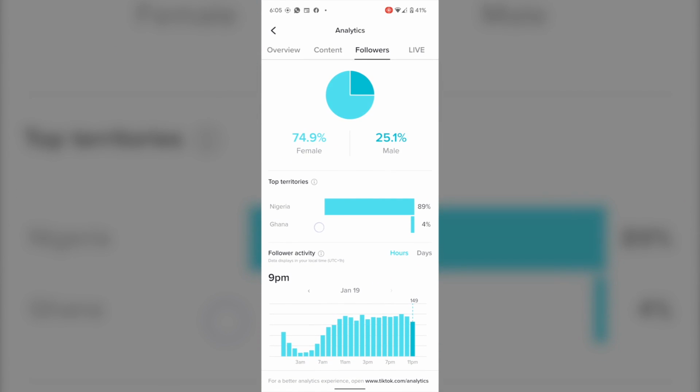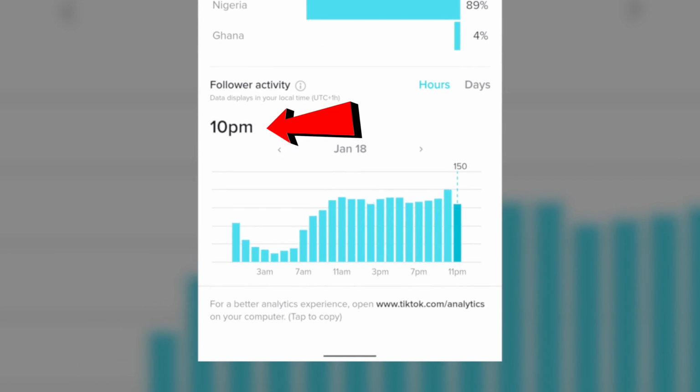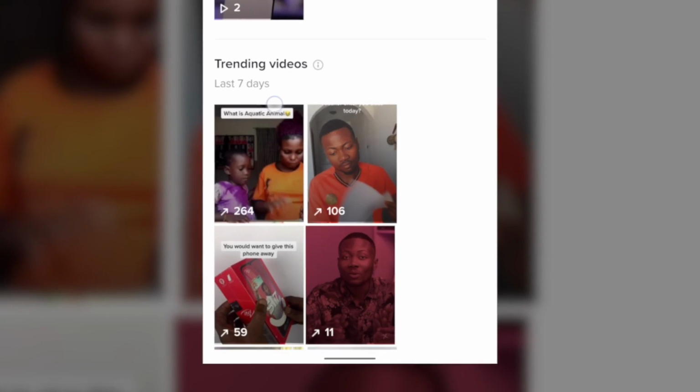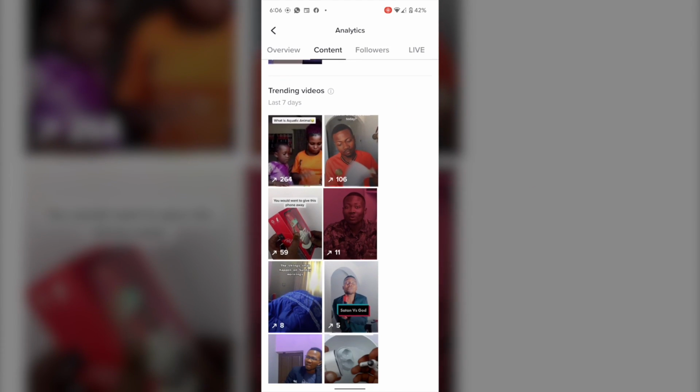It will help you understand what hacks you are doing well, analyze your audience, and find out what they prefer. You can keep producing those contents to gain more views according to that information. Follower activity shows what time of day your followers are most active, and you should upload a video during that time. Content section. This area gives any particular post video content regarding comments, shares, or likes.